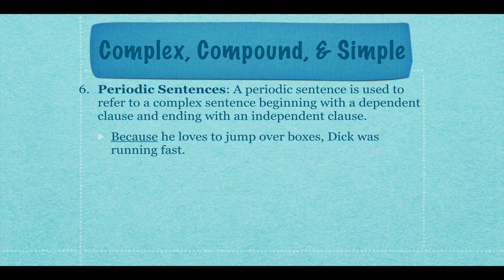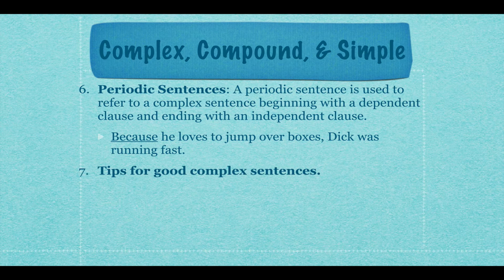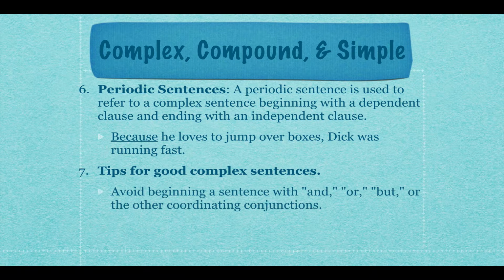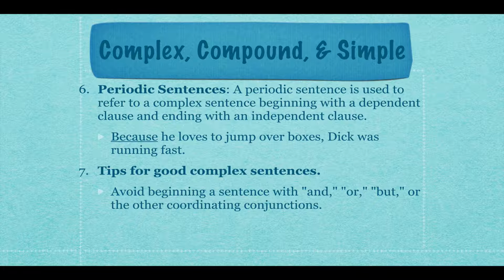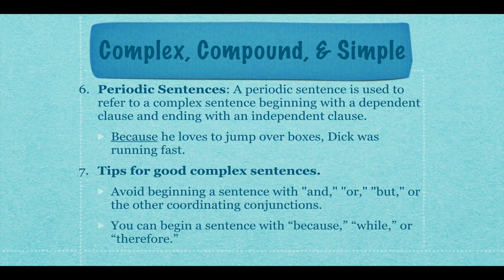So with all those examples and the idea that you can start to be creative in your writing, even in a formal structure, here are some tips for good complex sentences. You want to avoid beginning sentences with and, or, but, or other coordinating conjunctions. Now, can you do this? Yes. It's not a hard and fast rule that it should never be done. But generally, you want to try to avoid that in formal academic writing. You can begin sentences with words like because, while, or therefore. Those are good words that can help start sentences and also create good variety in your writing.